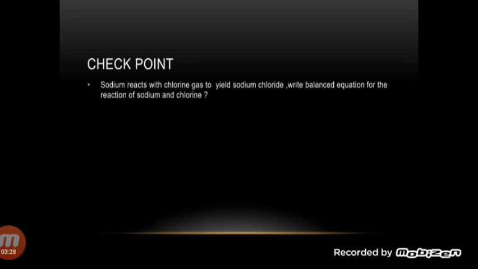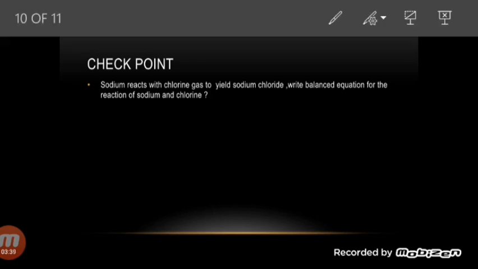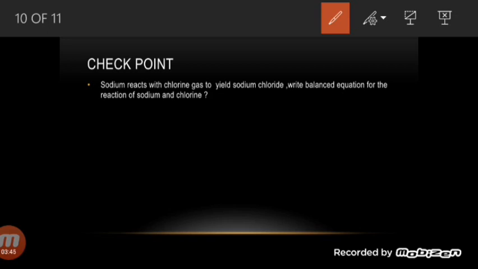So this is the checkpoint. Now in this checkpoint it is asked that sodium reacts with chlorine gas to yield sodium chloride. Write a balanced chemical equation for the reaction of sodium and chlorine. First step is to understand the task. So this task is the formation of sodium chloride. The sodium metal is reacting with chlorine gas.